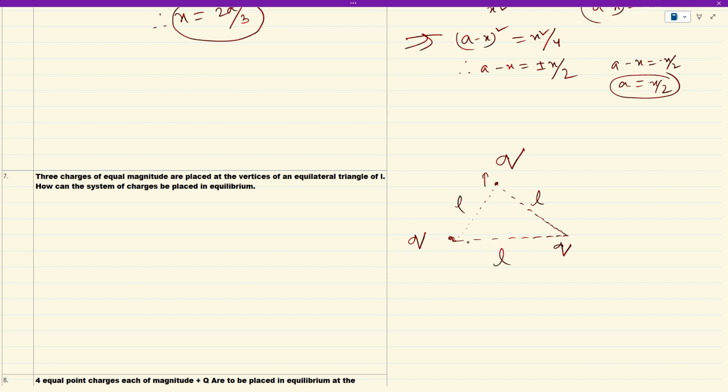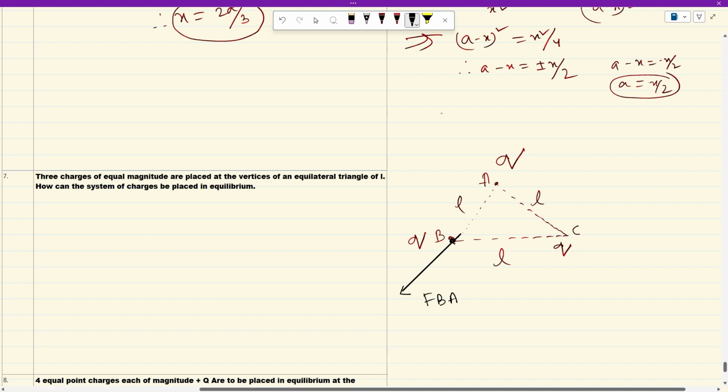The system will be in equilibrium where equilibrium of each charge is ensured. See, in this problem, the q's are the same, but if they are different, then also we follow the same procedure. So equilibrium is possible if one of the charges, second one of these, third one of these, all these are in equilibrium. If you consider the forces acting on this charge, what force is acting? A force is acting this manner. This force is FBA, if you consider equilibrium of the charge at B. This force is also acting.